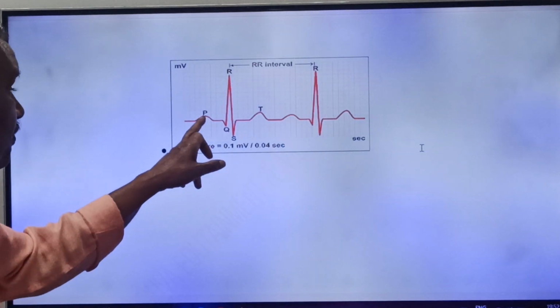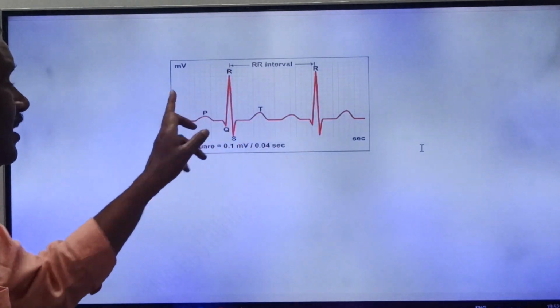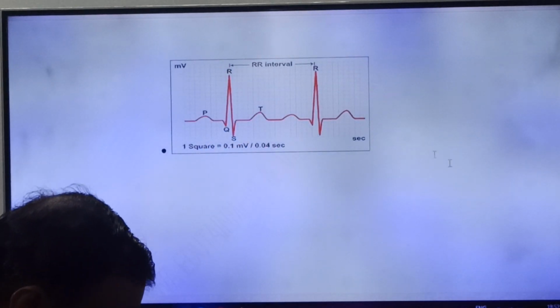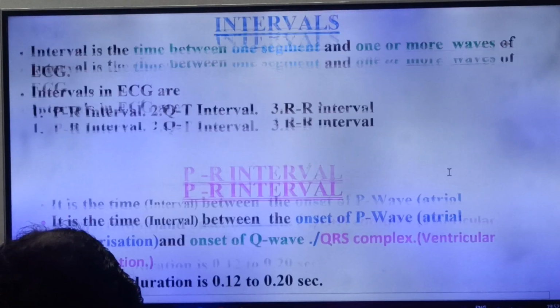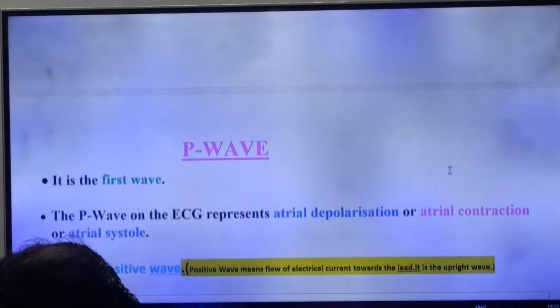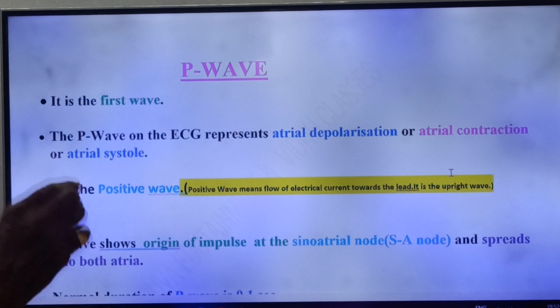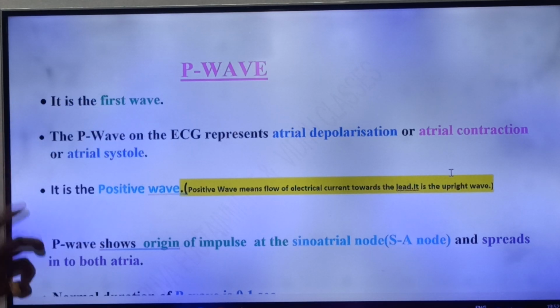This P wave is a positive wave. Just now I told you, friends, it is an upward wave. All upward waves are what, friends? Positive waves. Once again, what is the P wave? The P wave is the first wave. It represents atrial depolarization or atrial contraction or atrial systole. It is a positive wave, friends.